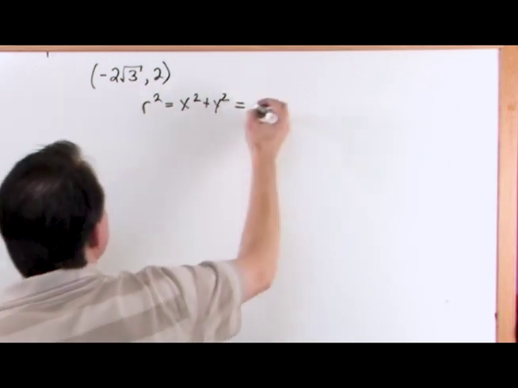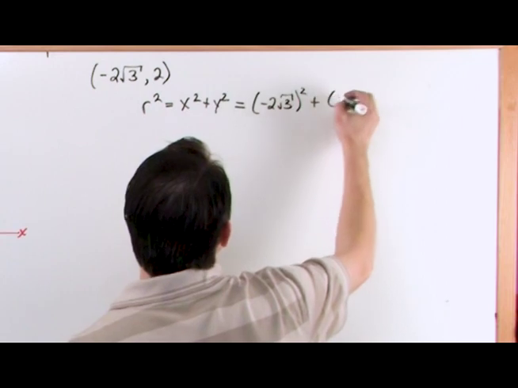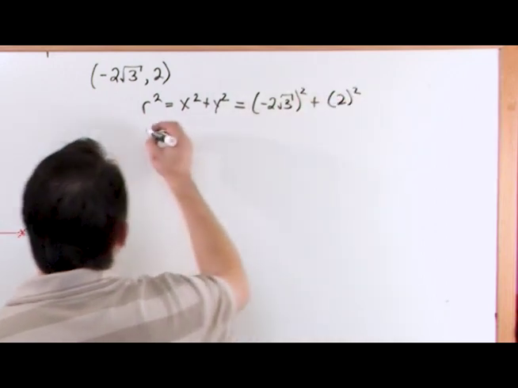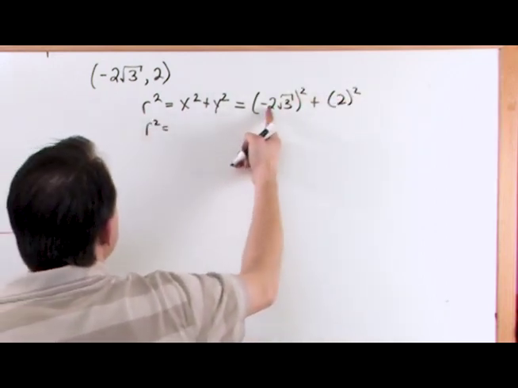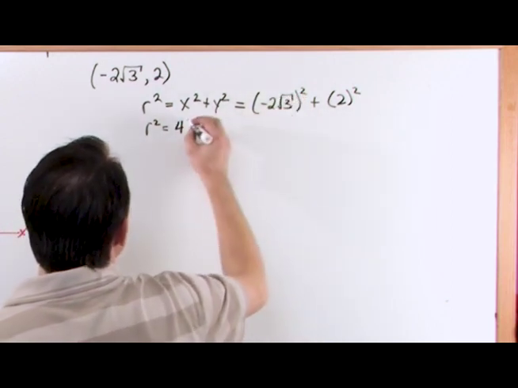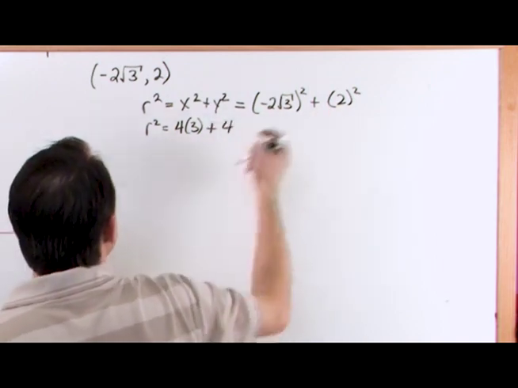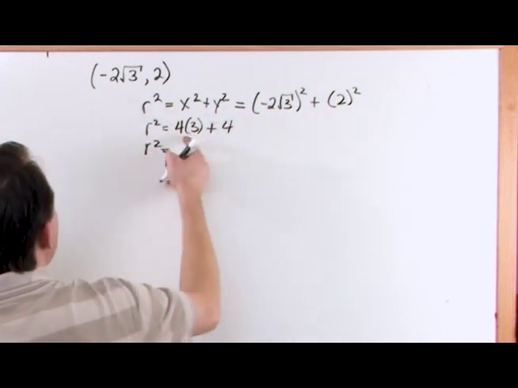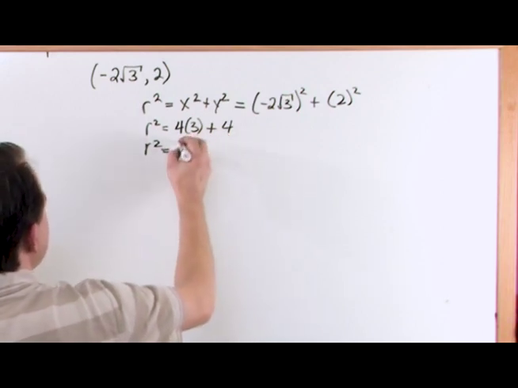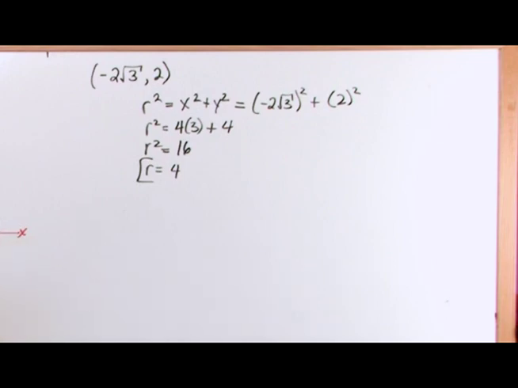x squared is going to be this guy, which is negative 2 times the square root of 3 squared plus 2 squared. So r squared is equal to negative 2 squared, which is 4, times the square root of 3 squared, which is just 3 because I dropped the radical, plus 2 times 2, which is 4. So r squared is going to be 12 plus 4, which is 16, and so r is equal to 4 when I take the square root. So you see we did get the same radius. Okay, we did get the same radius, and that's because these problems are very similar.